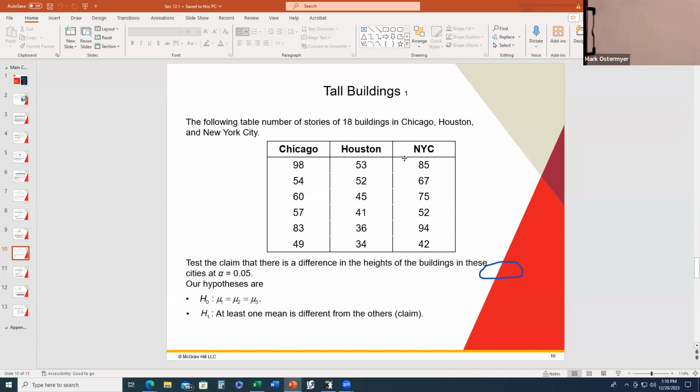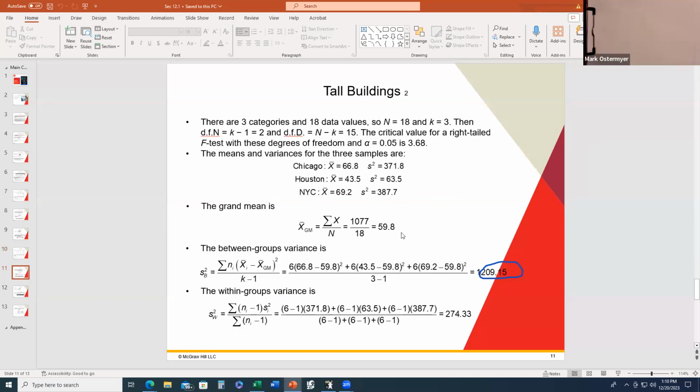There are three treatment levels because there are three cities. Notice there are six observations in each of the three samples. This is a way of doing the problem manually. Of course, we need to have some statistics for each of these samples. The sample means and also the variances could be obtained by using the one var stats feature on your calculator.